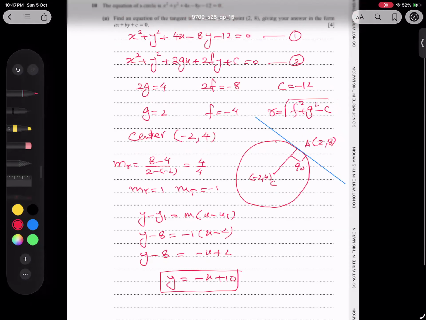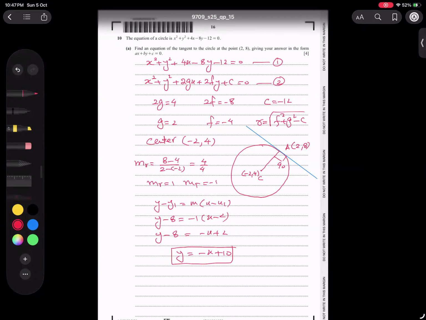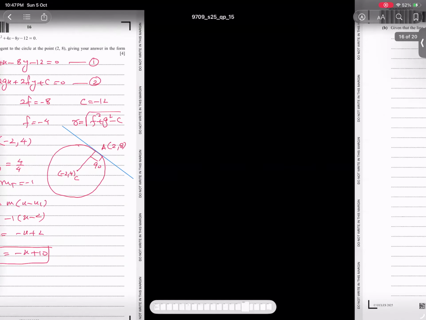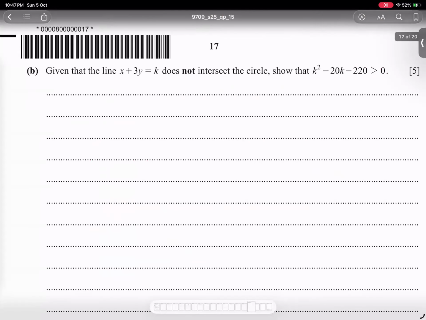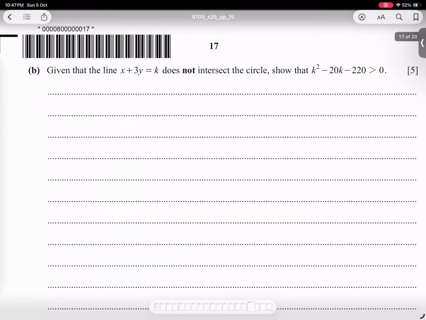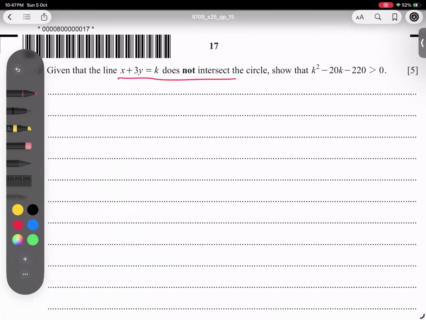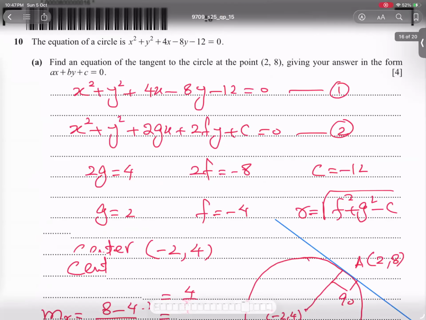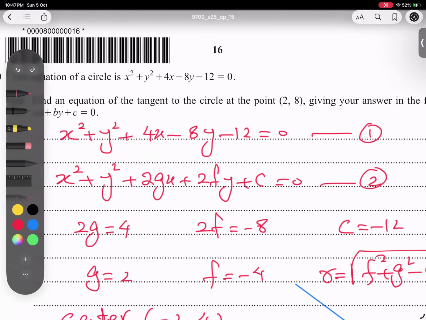Alhamdulillah, the point is very clear, and let's go to the next part. He said, given that this line does not enter the circle, so we need the circle equation. We will write it here and bring it from here. So I need this equation of the circle, so I copy it from here and go to the next page.